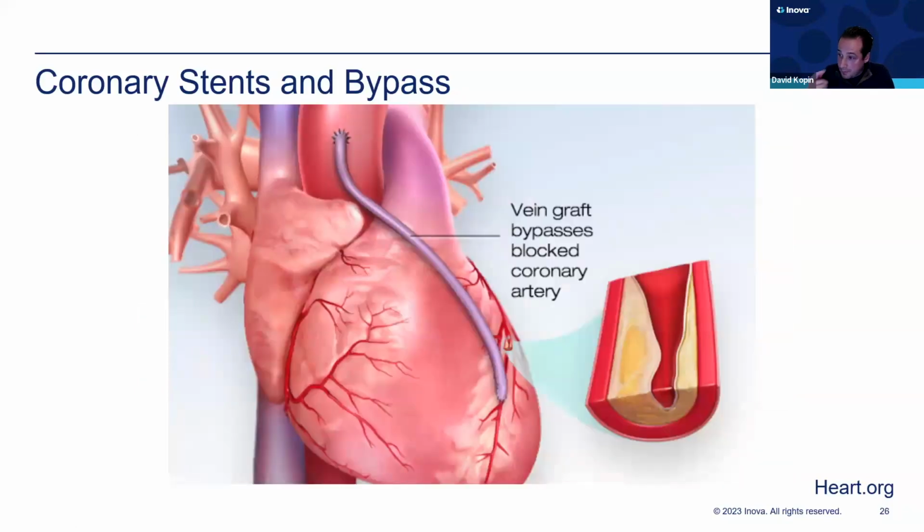Now, for people with multiple blockages or disease that cannot be adequately stented, we can perform, or the cardiac surgeons can perform a bypass graft. So here's a representation of that, where you have the aorta coming off here, and then this is a vein graft from the leg, a saphenous vein graft, grafted onto the aorta, and then grafted onto the coronary artery here, distal to that blockage to provide blood flow to the heart.